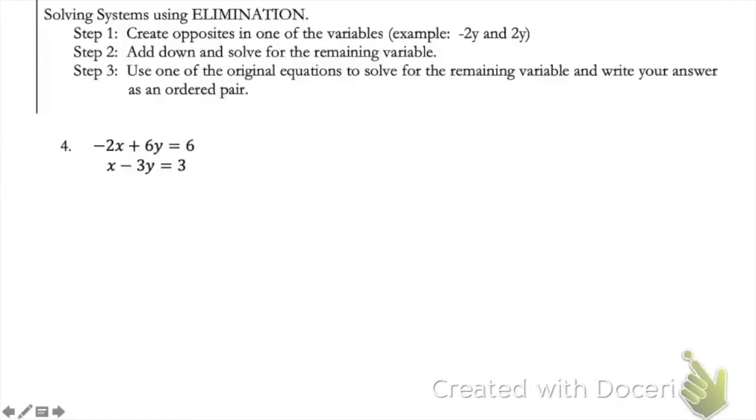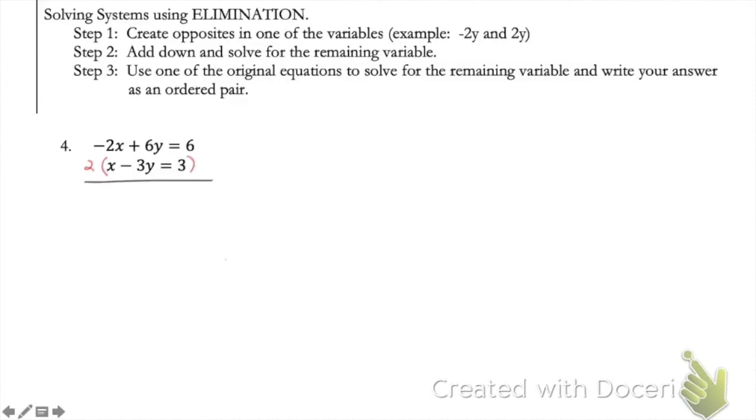Now let's look at number 4. Let's solve this system using elimination. So our first thing is we want to create opposites in one of the variables. So I look at the x's and I notice if I multiply my bottom equation by 2, then I will have opposites with my x's. I will have negative 2x and positive 2x. So that's what I've decided to do.